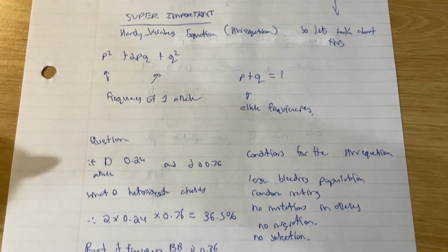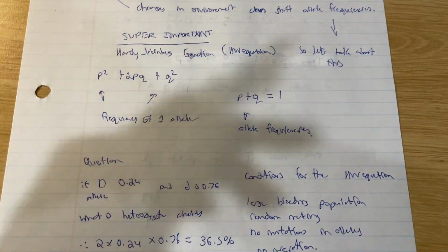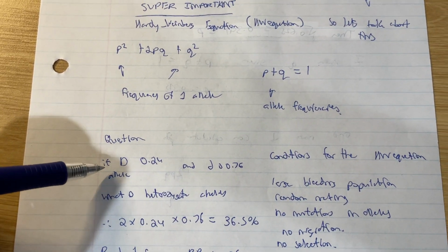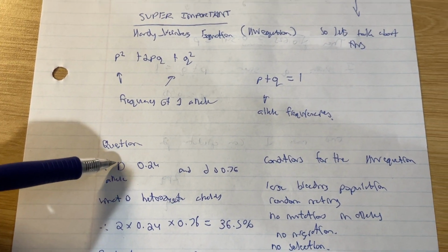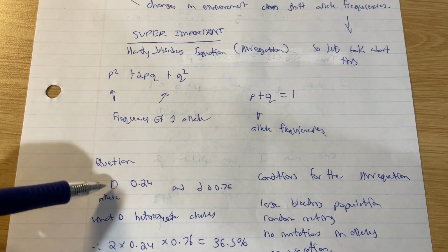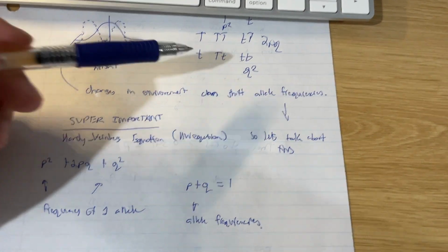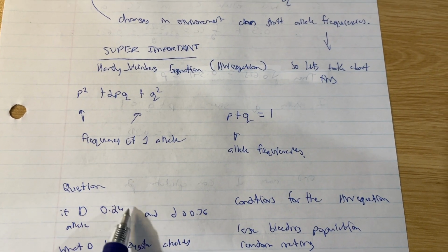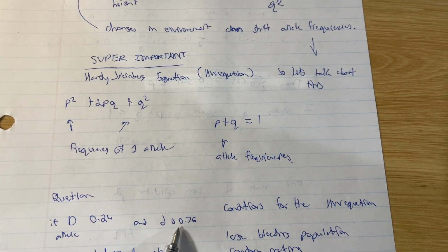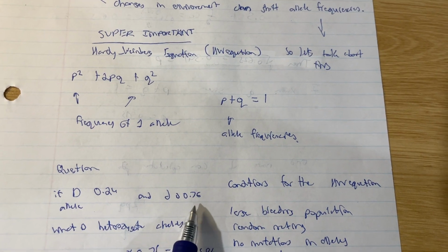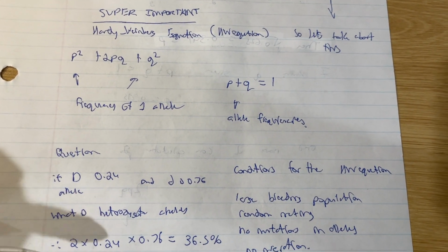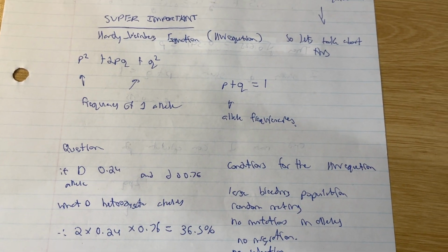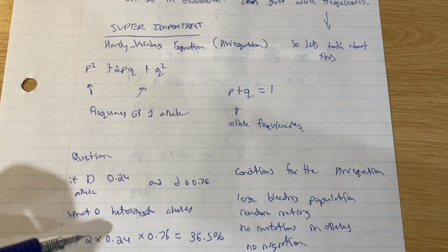Now I want to do some questions because these equations look quite simple, but the questions can get quite complicated. So if we have an allele, right, and let's say this allele is a big D allele or a big T or whatever symbol you want, really. So its frequency is going to be 0.24. Right away, we can deduce that the little d is going to be 0.76. And essentially, if we're asked to calculate what's the heterozygote allele frequency, we just plug it right into the equation.